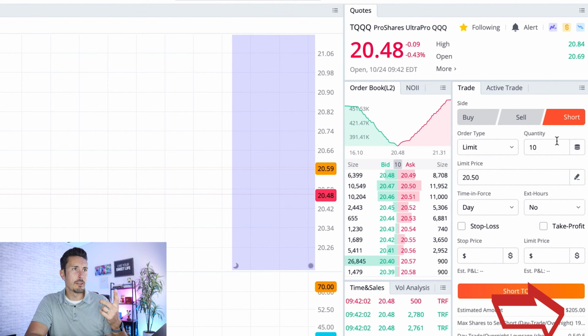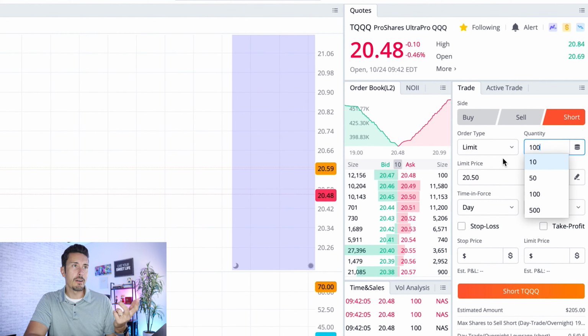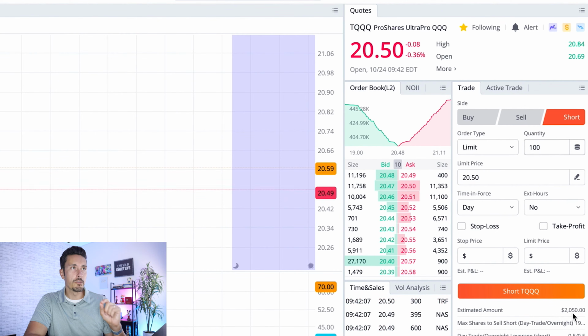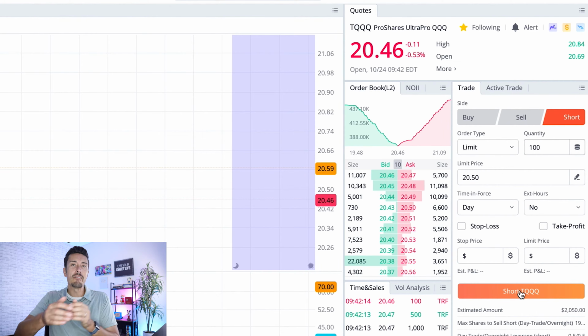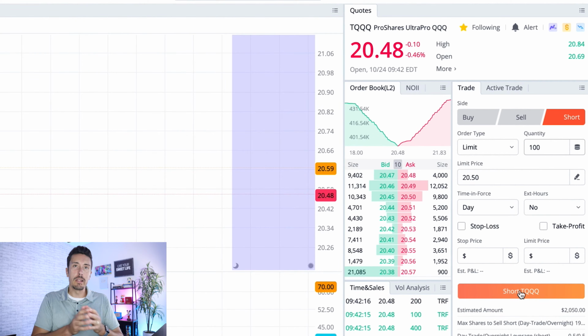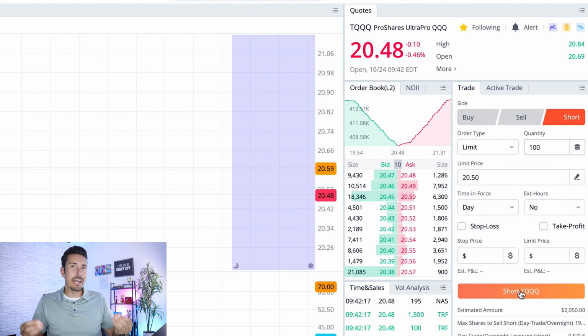In fact, you can see right here the estimated amount for 10 shares is $205. I'm going to bump that up to 100 shares. My goal is to short 100 shares, and this would be for a total of $2,050. Now, I have that cash available. I am not trading on margin. I am trading with the cash I have in my account. So anyway, I got my $2,000, going to short 100.